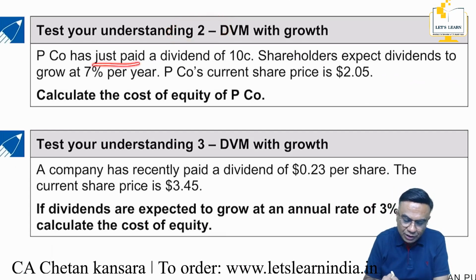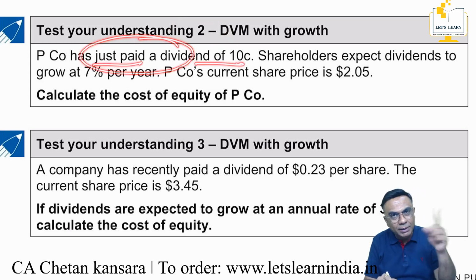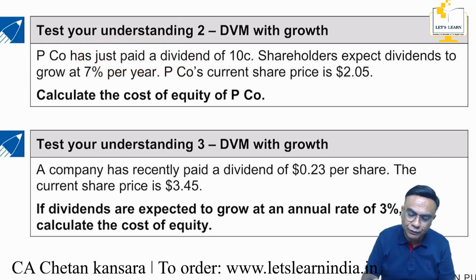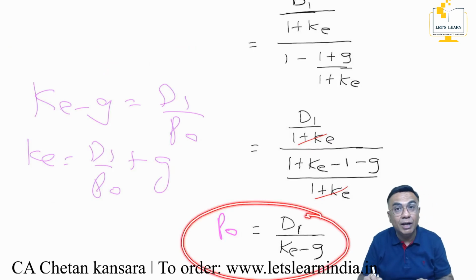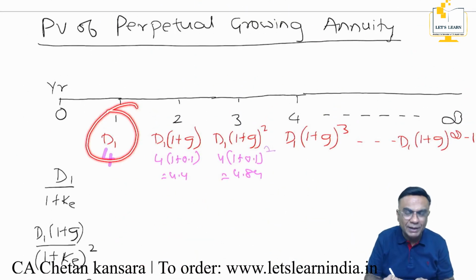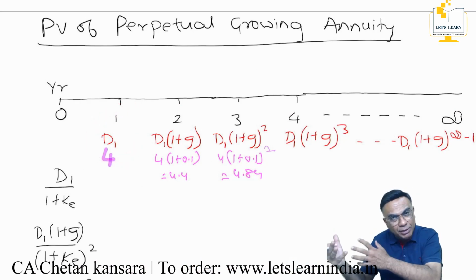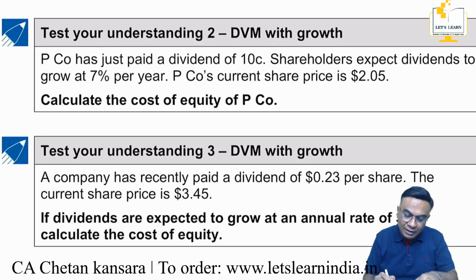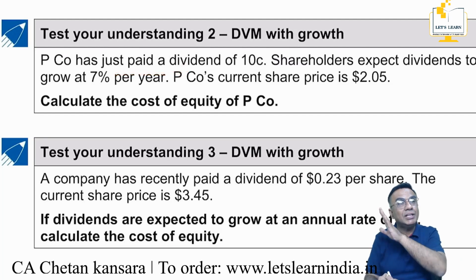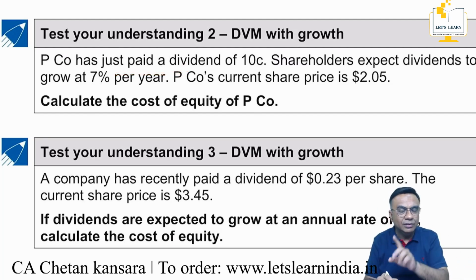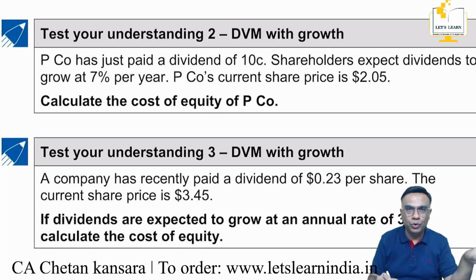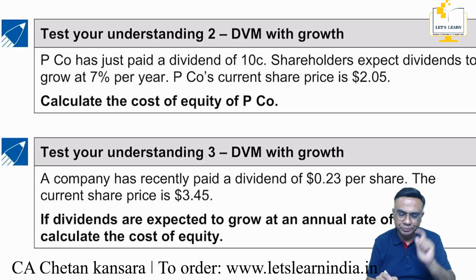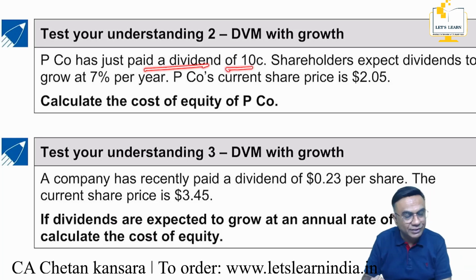P company has just paid a dividend of 10 cents. Just paid, so already paid. Now when I'm using this formula, remember this formula says D1. So what is D1? D1 is the expected dividend which is to be paid in the coming year. And this question says has just paid. The company has paid the dividend. So this is not D1, this is actually D0. The dividend which is already paid, we call it D0.